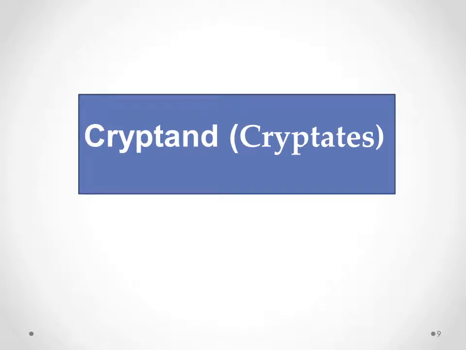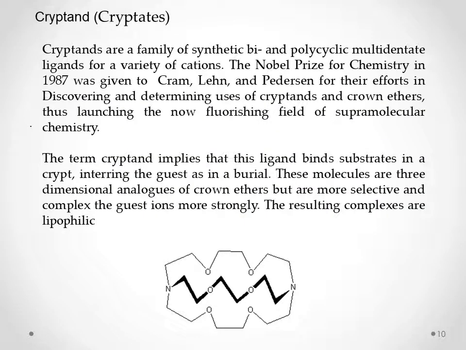The next topic is cryptanes or cryptates. Bicyclic crown ethers and crown ethers of cycles of higher order, tri- and tetracycles, are called the cryptanes and the complexes formed are called the cryptates. The cryptates are a family of synthetic bi- and polycyclic multidentate ligands for a variety of cations. The Nobel Prize for Chemistry in 1987 was given to Cram and Pedersen for their efforts in discovering and determining use of cryptanes and crown ethers, thus launching the new flourishing field of supramolecular chemistry.